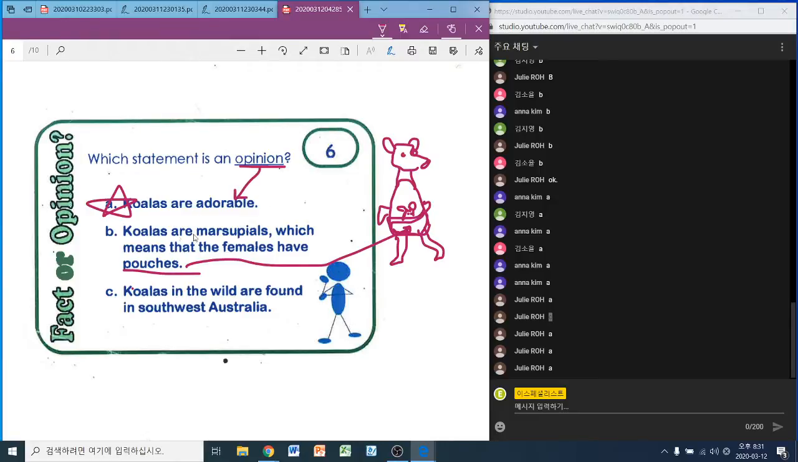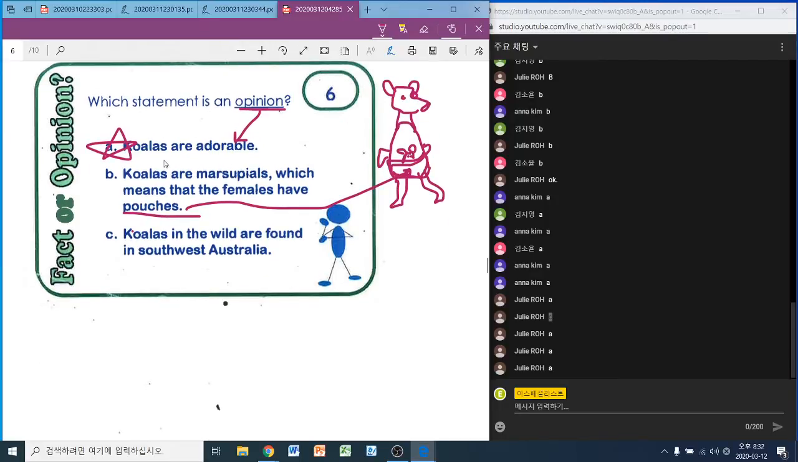Yes. This here, koalas are marsupials, which means that the females have pouches. This is true. This is a fact. Here, koalas in the wild are found in Southwest Australia. We can check this. We can go to Southwest Australia and you can see koalas. It is also a fact. Okay, we can check those two. We cannot check this one, even though I agree, and I think everybody agrees. Koalas are adorable.